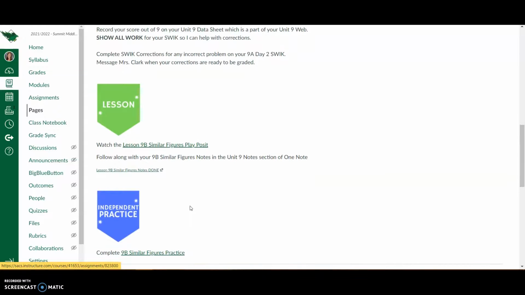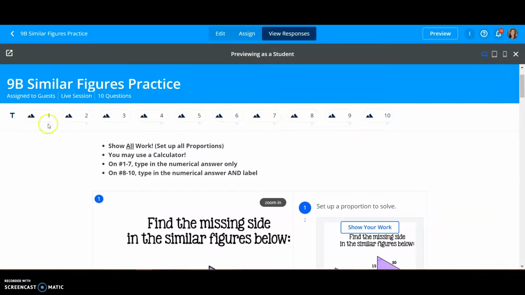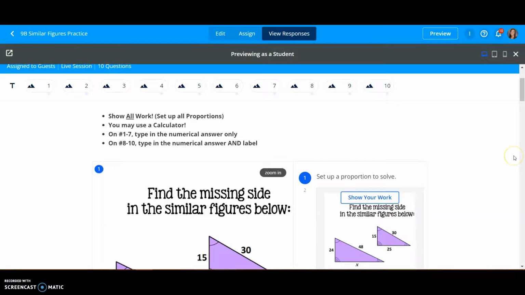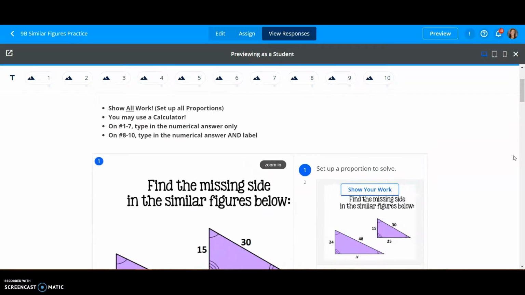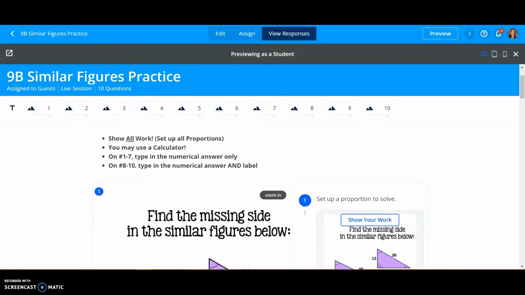And then lastly, once your play pause it's done, click right here and you can get started on your similar figures homework, which looks like this. It's 10 questions about solving similar figures, and they all come with pictures that you can use to color code to figure out your answers for them. And I'll teach you in your play pause it how to solve these similar figure questions.